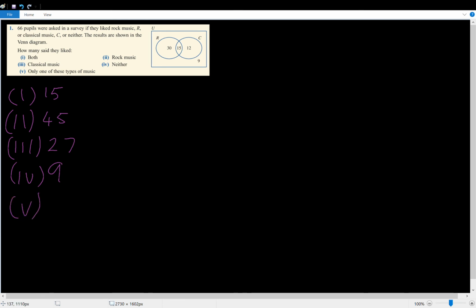And the last one, part 5 on this, how many people liked only one of these types of music? The wording can be a little tricky on this, but it makes sense when you think about it. These 15 in the middle, they liked 2 types of music. And the people outside, they liked neither of these types of music. But the 30 people in R that aren't in C, and the 12 people in C that aren't in R, those two groups only liked one type of music. So the number of people that liked only one type of music out of this set is going to be 30 and 12, so it's going to be 42 people. And that is that.